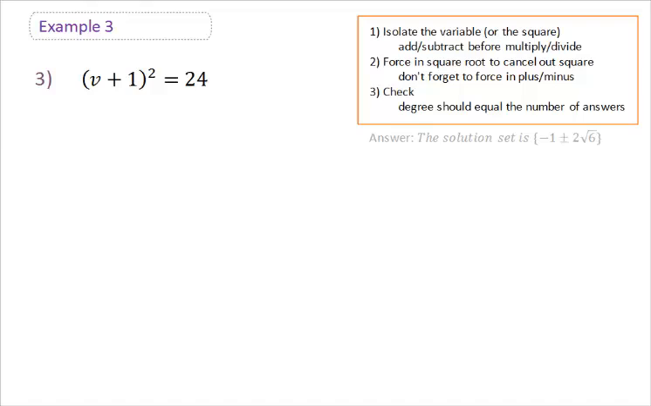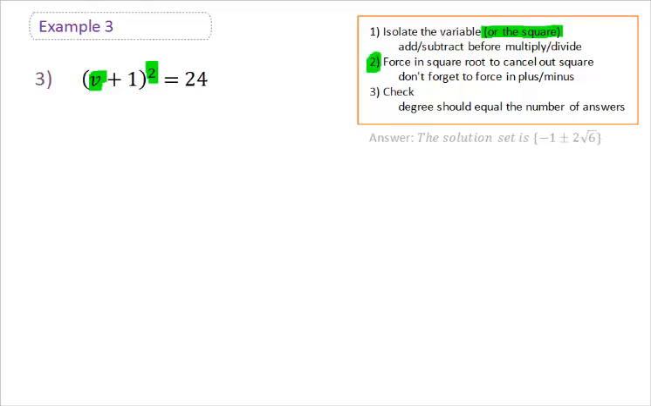The quantity of v plus 1 in parentheses squared is equal to 24. Again, we want to confirm that we can solve this one by using the square root method. And we can because we only have one variable, and that variable in a roundabout way is squared. So we can solve this one using the square root method. Now typically we want to isolate the variable, but we can't quite do that at this point. So the first thing that we want to do in this equation is isolate the square, which is actually already done for us. So we're going to jump to step 2 here.